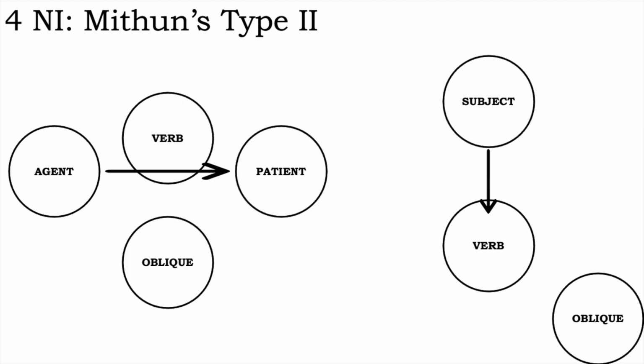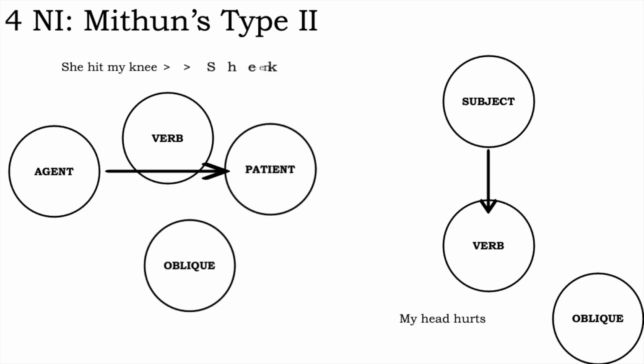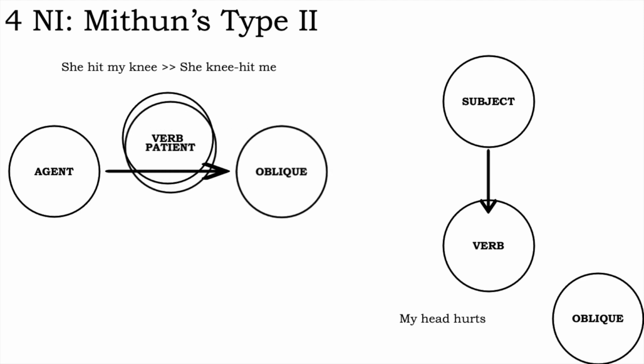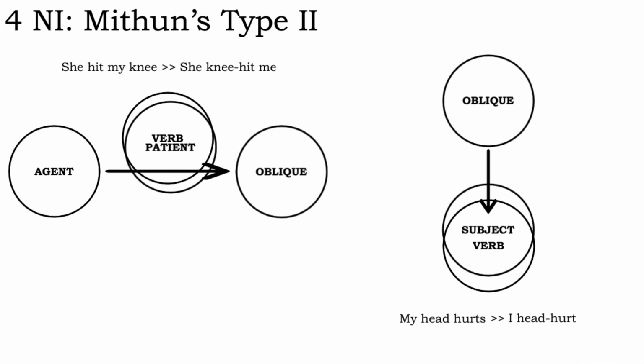For example, English often has body parts as the subjects or direct objects of verbs of feeling. My head hurts. She hit my knee. The second type of noun incorporation allows the underlying subject or direct object to be incorporated into the verb, which means the affected participant can now be cast as the subject or direct object. In English, the examples given, this would be the equivalent of "I head hurt" or "she knee hit me," where I am now the focus of both verbs rather than my head or my knee.